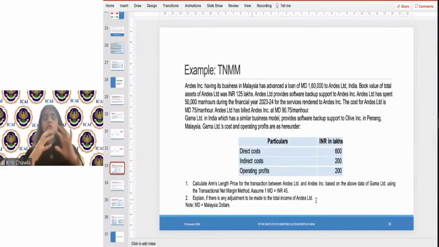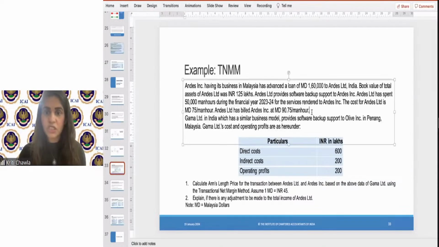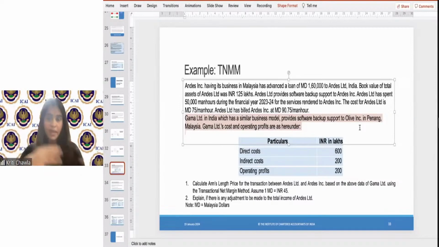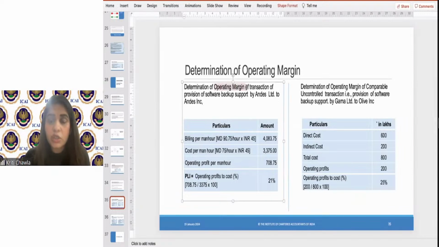to be made. So what we need to do in TNMM, as I mentioned before, is basically to calculate our profit margin, as in a related party profit margin. I think it can be calculated from here. And then we need to calculate the profit margin of the related company, which is Gamma to Olive. And then compare the two, and then we'll get to know whether this is at ALP or not.